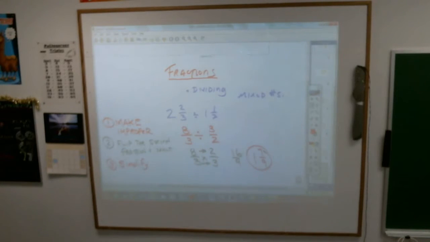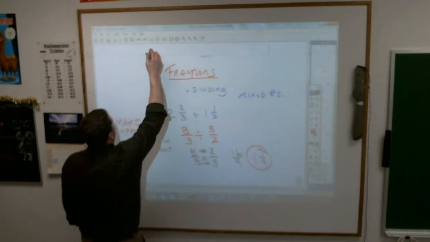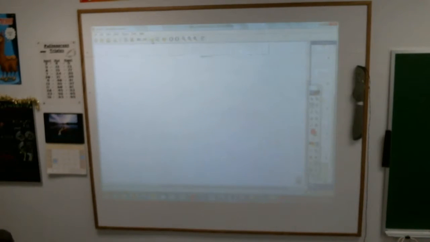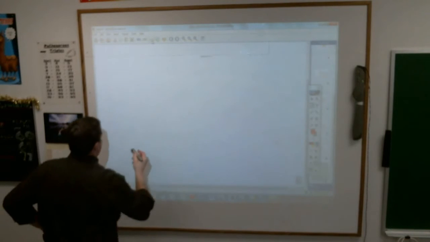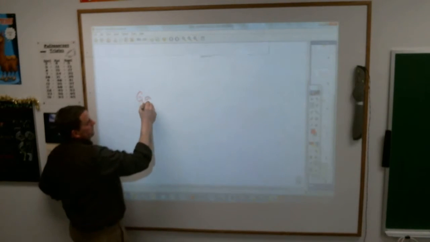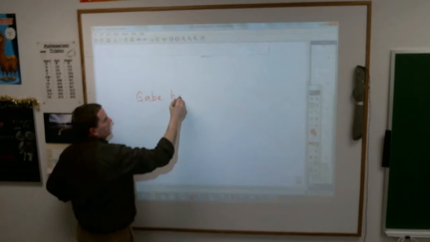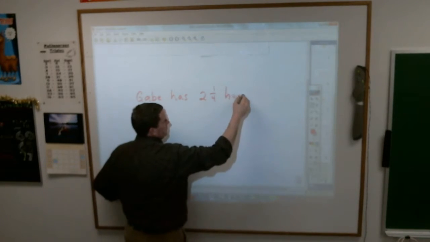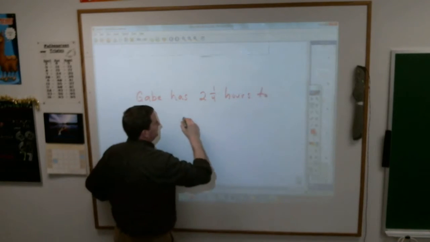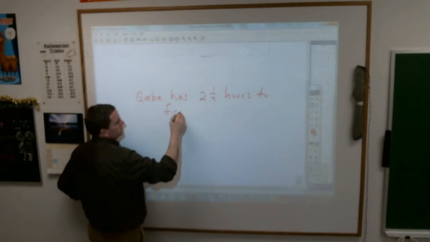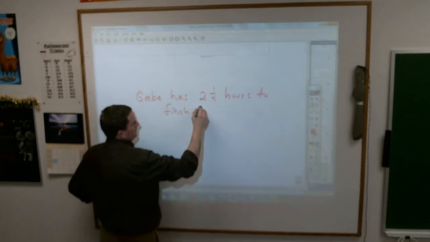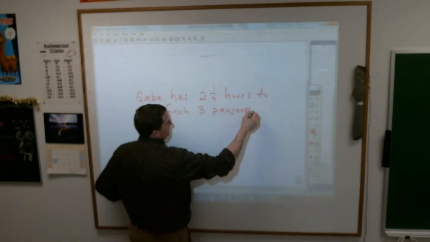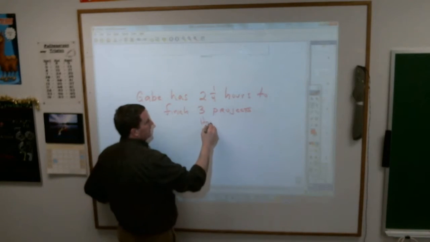So let's look at this in practical application times. Right out of the book, write this problem down. It says that Gabe has 2 1/4 hours to finish 3 projects. How long can he spend on each?